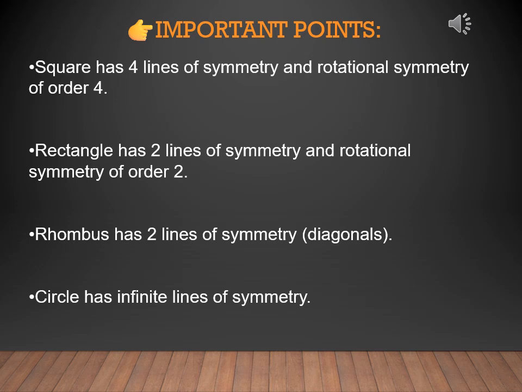So here are some important points to remember. A square has 4 lines of symmetry and rotational symmetry of order 4. A rectangle has 2 lines of symmetry and rotational symmetry of order 2. A rhombus has 2 lines of symmetry, that is, its diagonals, and a circle has infinite lines of symmetry.